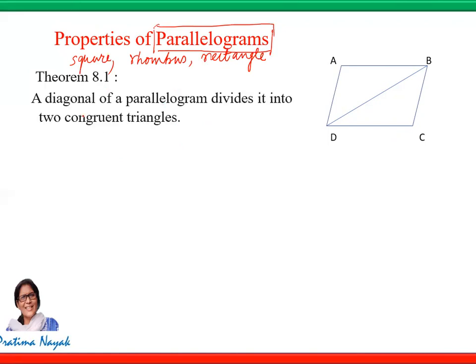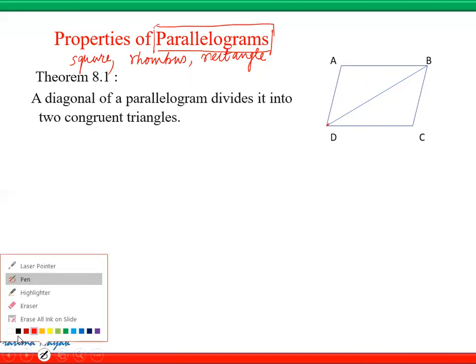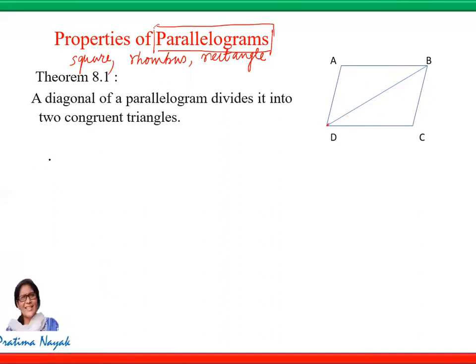This is theorem 8.1. A diagonal of a parallelogram divides it into two congruent triangles. Suppose, for example, BD is the diagonal, it divides the parallelogram into two congruent triangles. So we'll prove this. Let us prove. So BD is the diagonal.